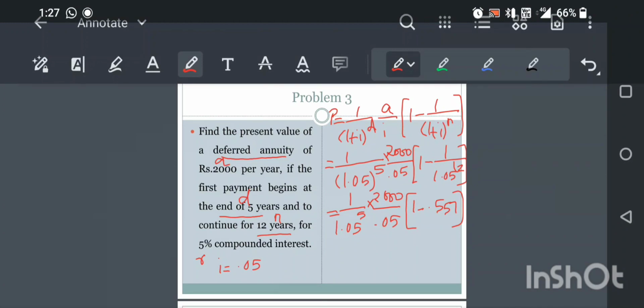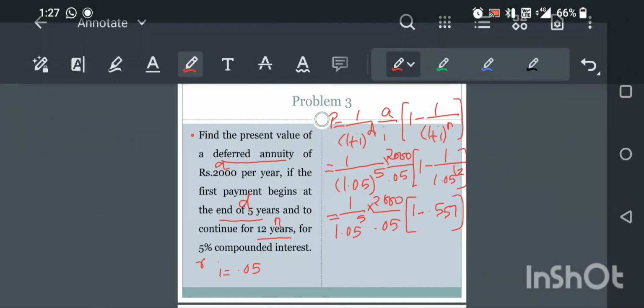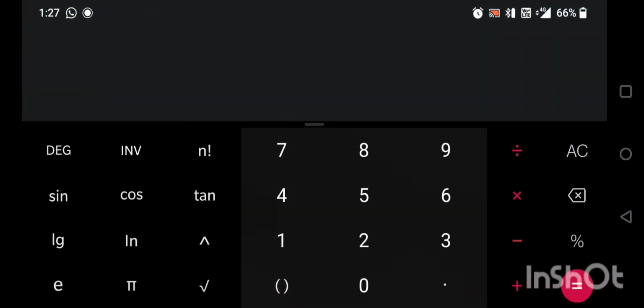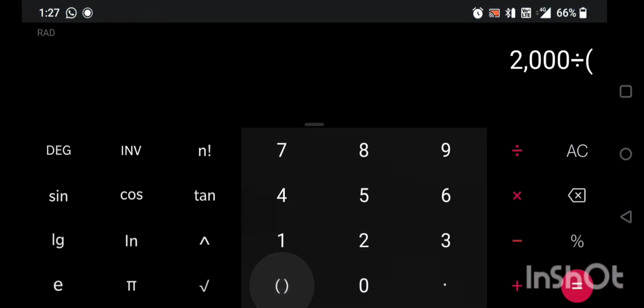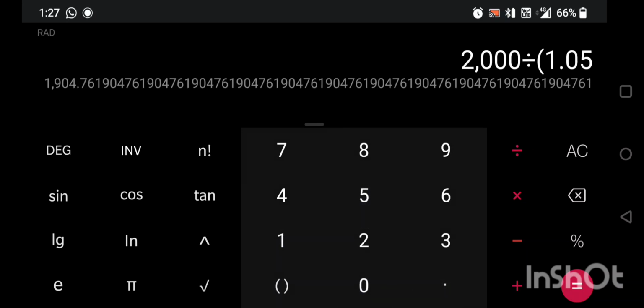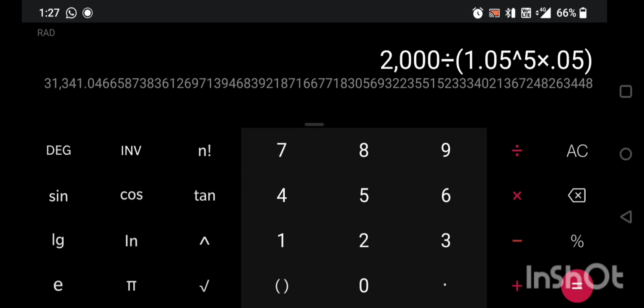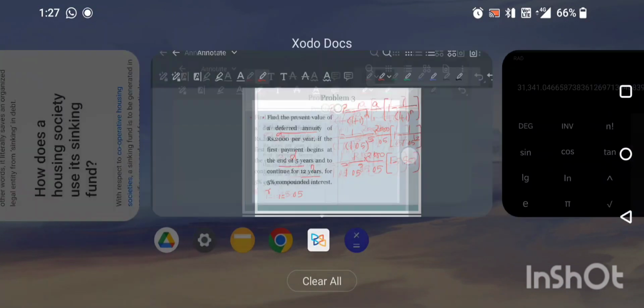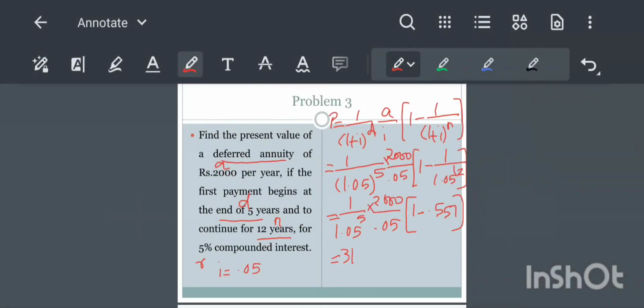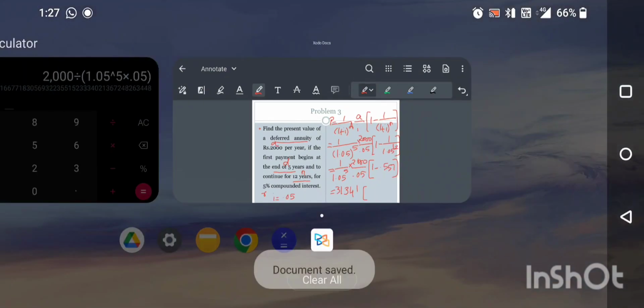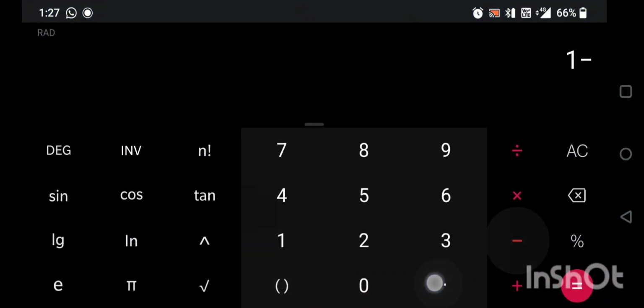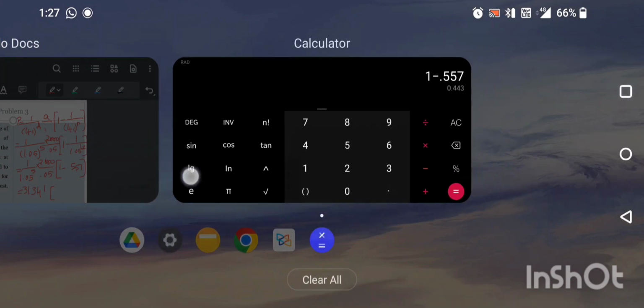In the same way, calculate the part here. 2000 divided by 1.05 to the power 5 into 0.05. Let me open a bracket as there are two terms. 1.05 to the power 5 into 0.05. Close the bracket. So you get 31,341. And this needs to be multiplied by 1 minus 0.557. 1 minus 0.557 is 0.443.